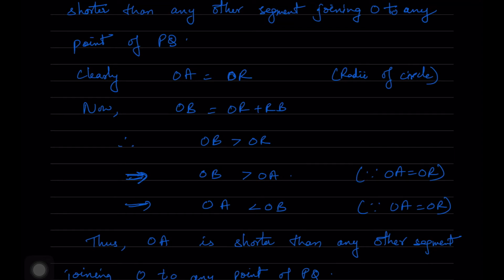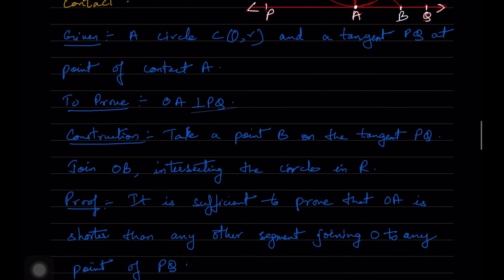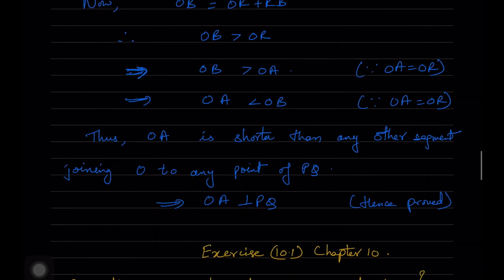So OB is definitely greater than OA. So therefore the shortest segment which we have proved is nothing but OA. OA is shorter than any other segment joining O to any point of PQ, which implies that OA is perpendicular to PQ. Hence proved. Okay.